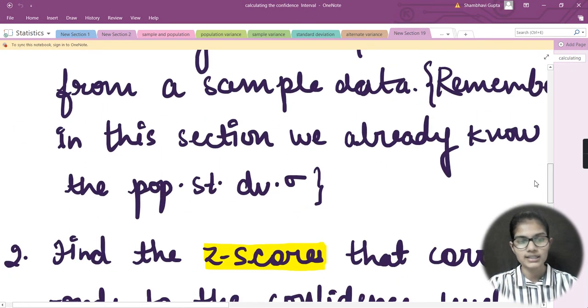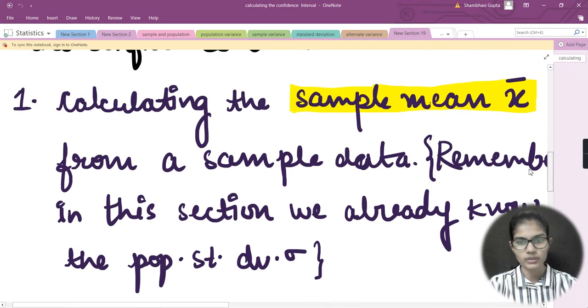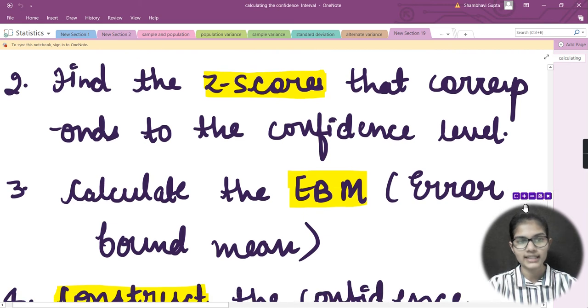So in that we had seen the second step. The first step we already know, how to find the mean, so I have not taken that step. The second step was the z score. We had already seen z scores in the previous video, right?